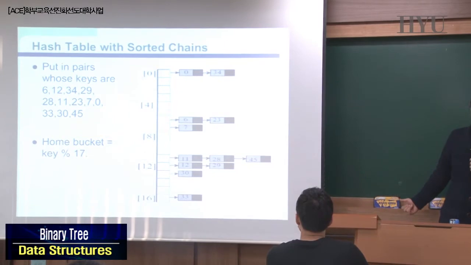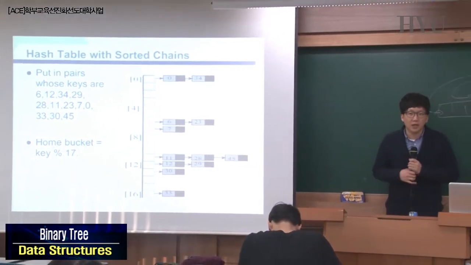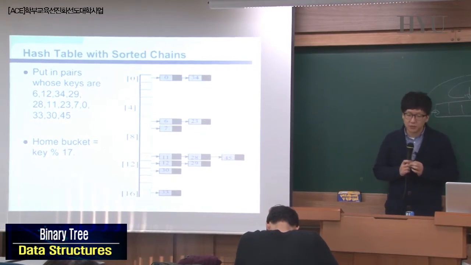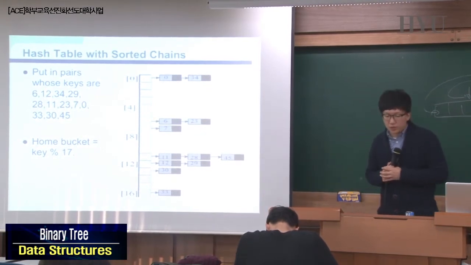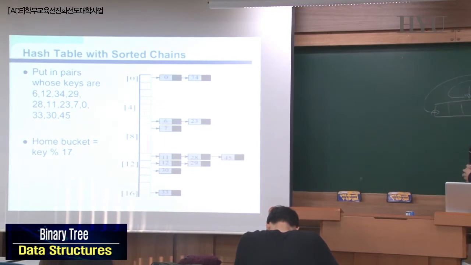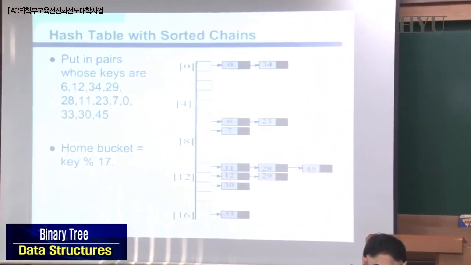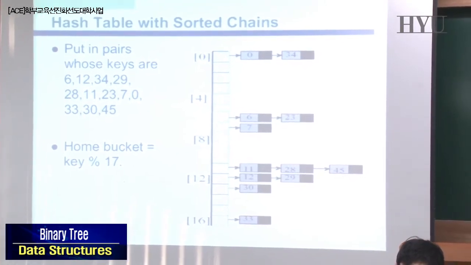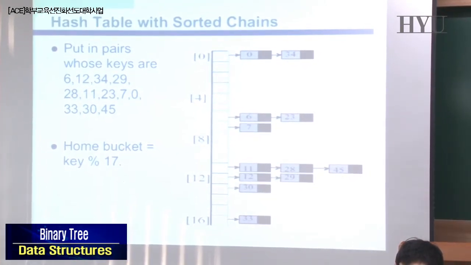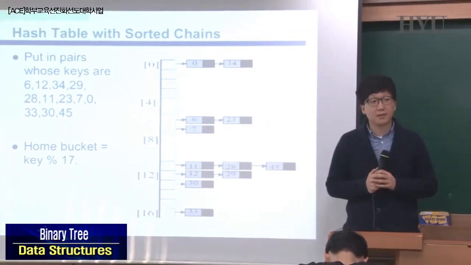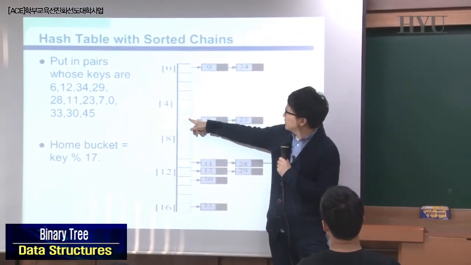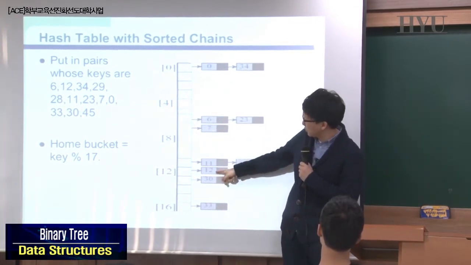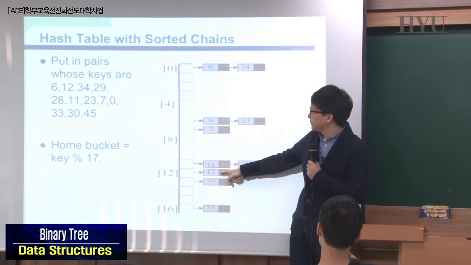But we do this just in case of buffer overflow, in order to avoid the overflow case when inserting into hash tables. So put in pairs whose keys are 6, 12, and so on. This way, the home bucket is key modulo 17. That's our hash function. Let's just do it. 6 modulo 17 is 6. So add 6. 12 is what? 12 is also 12. Add 12.